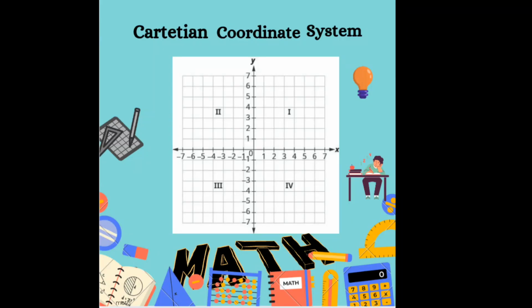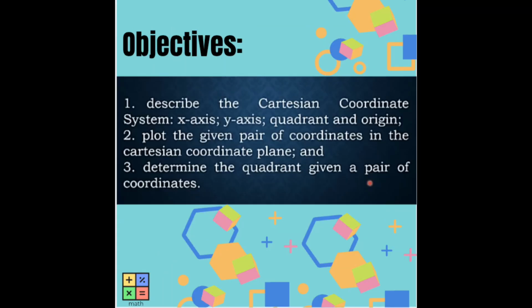Cartesian coordinate system. Objective: describe a Cartesian coordinate system, x-axis and y-axis, quadrant and origin. Plot the given pair of coordinates in the Cartesian coordinate plane and determine the quadrant given a pair of coordinates.